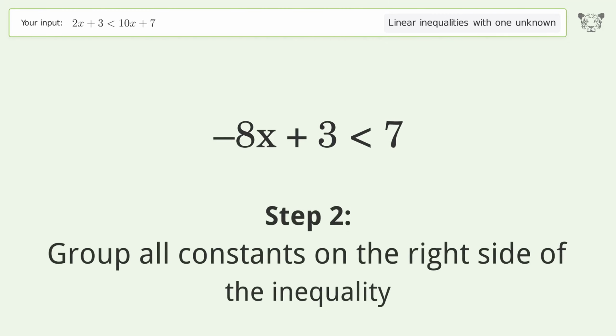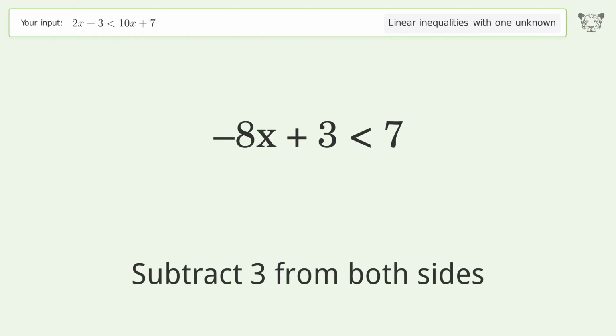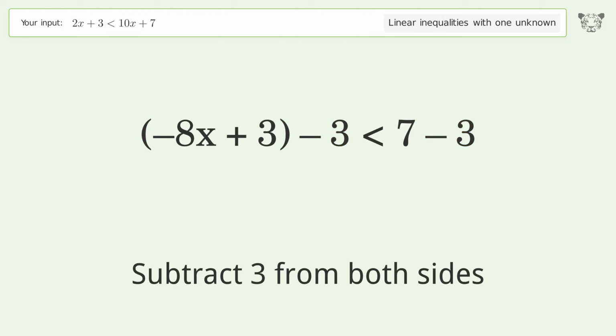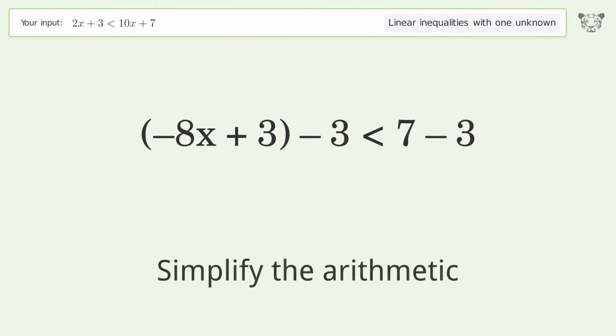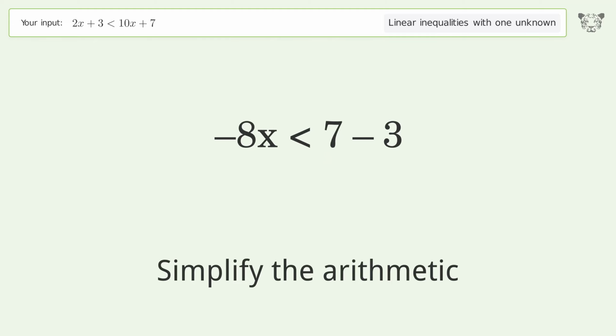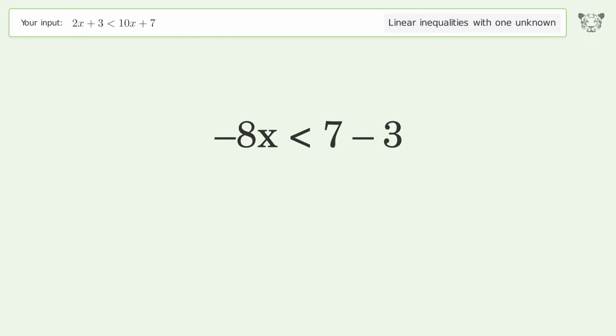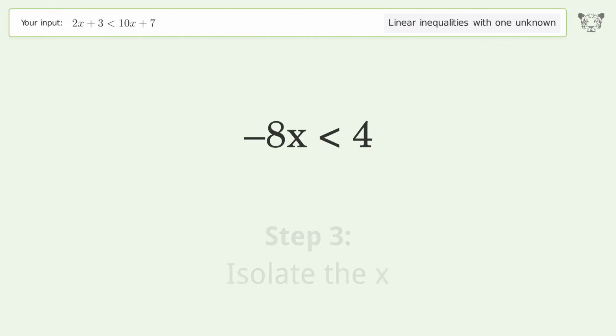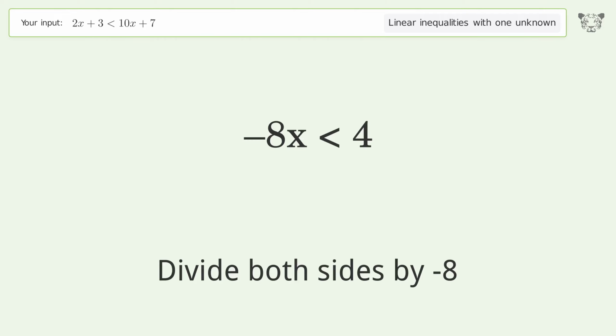Group all constants on the right side of the inequality. Subtract 3 from both sides. Simplify the arithmetic. Isolate the x. Divide both sides by -8.